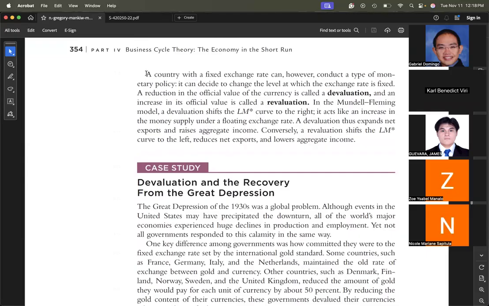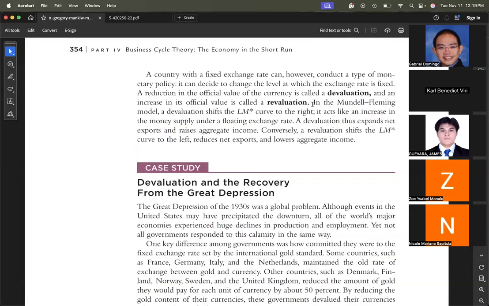A final note: a country with a fixed exchange rate can, however, conduct a different type of monetary policy. It can decide to change the level at which the exchange rate is fixed. Now, when you lower it, it's called a devaluation. So the fixed exchange rate, you can lower it. You can say it's now lower. It's called a devaluation. And if you increase it, it's called a revaluation.